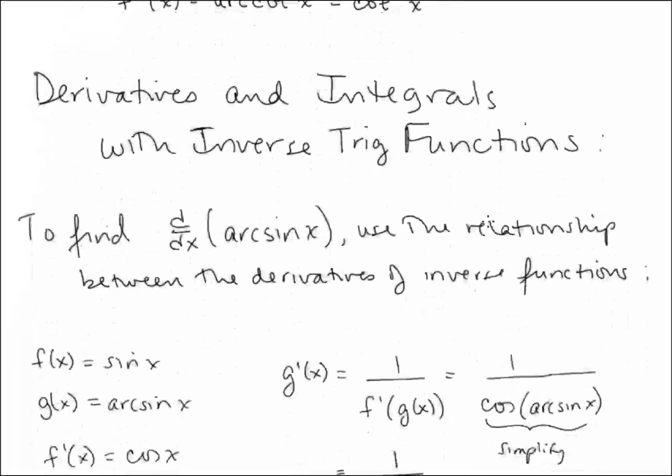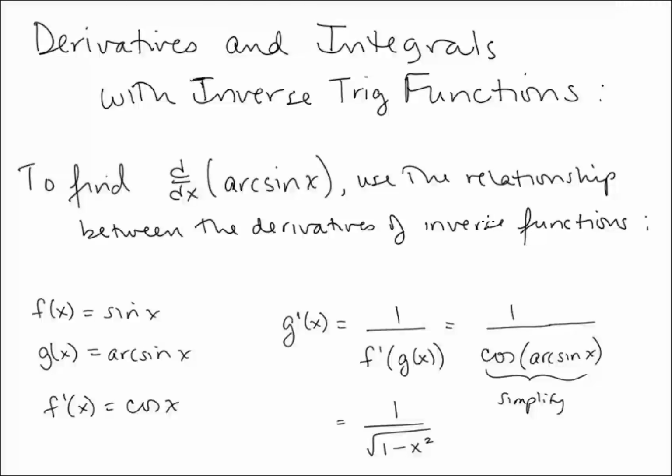Now let's talk about derivatives and integrals with inverse trig functions. To find the derivative of arcsine x, we're going to use the relationship between the derivatives of inverse functions. So we learned that in lesson 1. We have g prime is equal to 1 over f prime of g of x, where f and g are inverse functions. So if we let f of x be sine x and g of x be arcsine x, then we know f prime is cosine x, and g prime is then 1 over cosine of arcsine x. That's f prime of g of x.